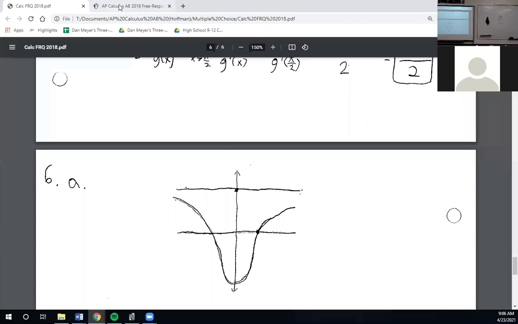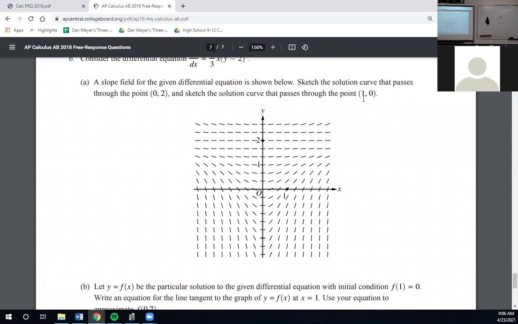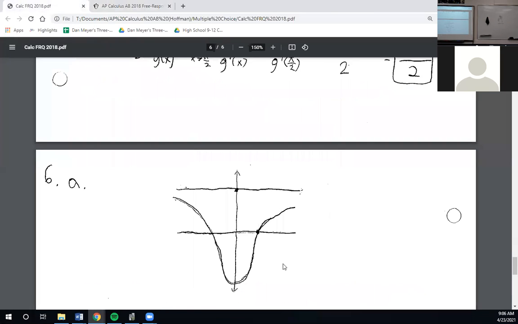Number 6, it asked on the slope field for you to sketch the solution curve that goes through 1, 0. So this is basically your connecting the dots question. I want it to pass through 1, 0. First off, at 0, 2, all the slopes are just horizontal. So at 0, 2, it should just look like a horizontal line. And then at 1, 0, we just want to connect the dots, and our curve should look something like this. So horizontal line at 2, and then this curve at 1, 0.